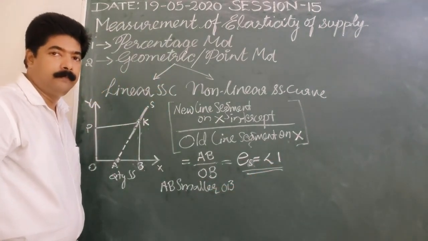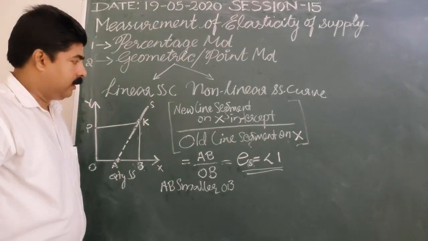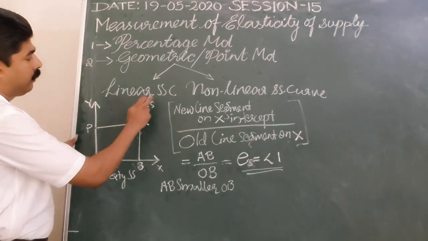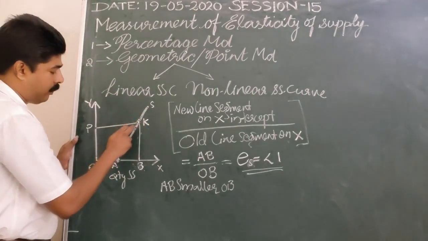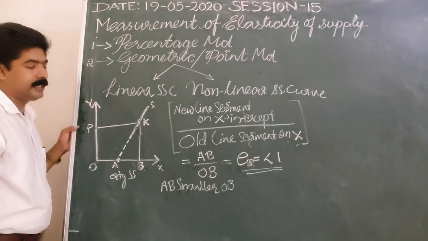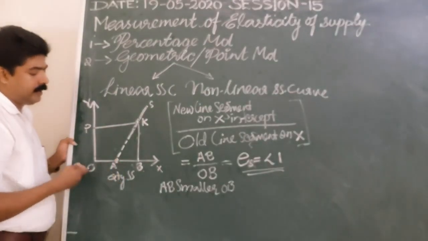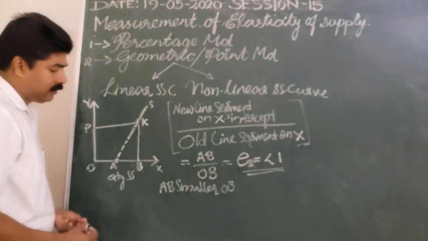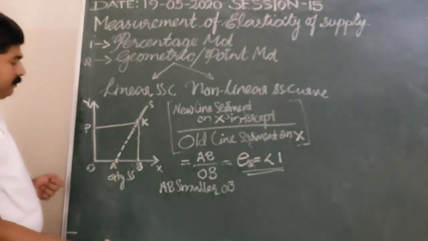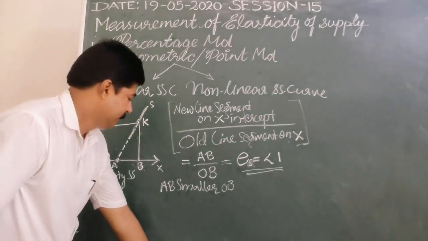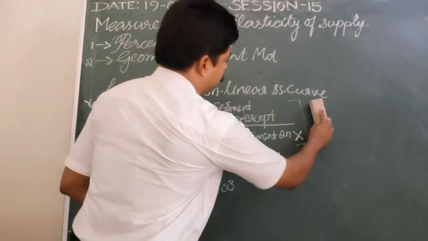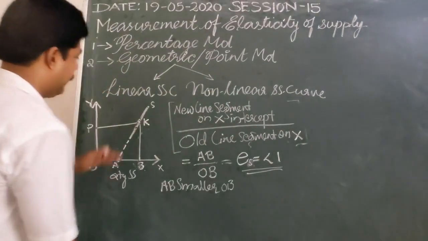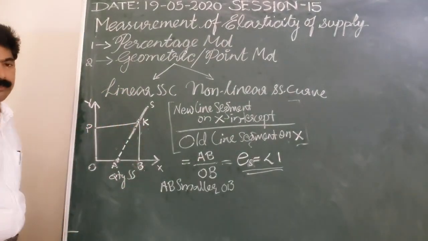Are you getting me? Yes. Okay. So this is one way that we calculate the elasticity of a linear supply curve at a particular point. If the line segment touches the x-axis like this, we can say it is less than 1, in all cases. And for other cases, let me draw the diagram. Alright, is that clear? Let me draw it here itself.